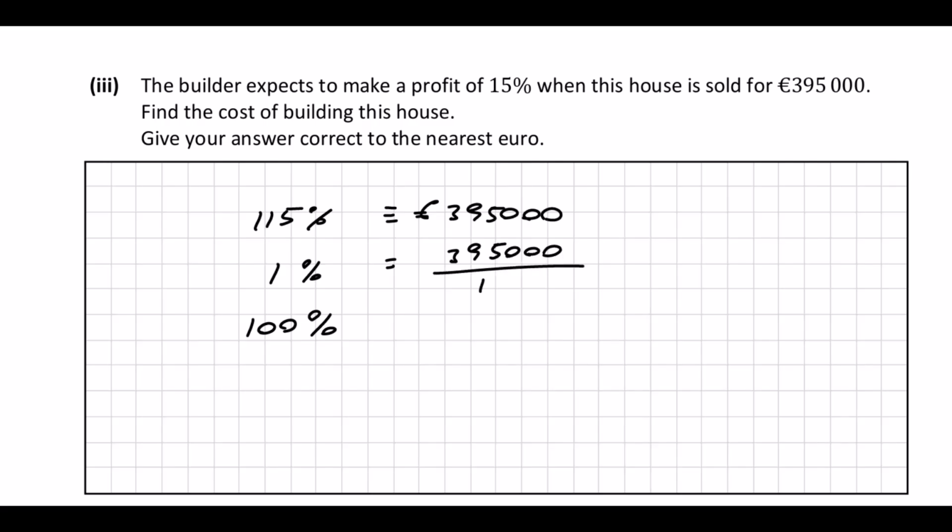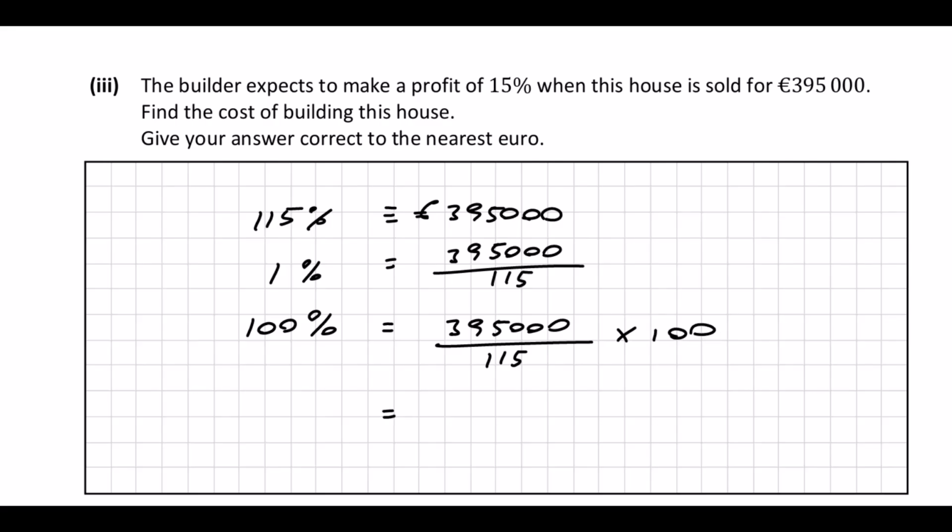So it's 395,000 divided by 115. Now we want to go from 1 up to 100%. So how do you do that? Well, you multiply 1 by 100. So do exactly the same on this side. So it's 395,000 divided by 115, that's 115 here, 115, and then we multiply by 100.